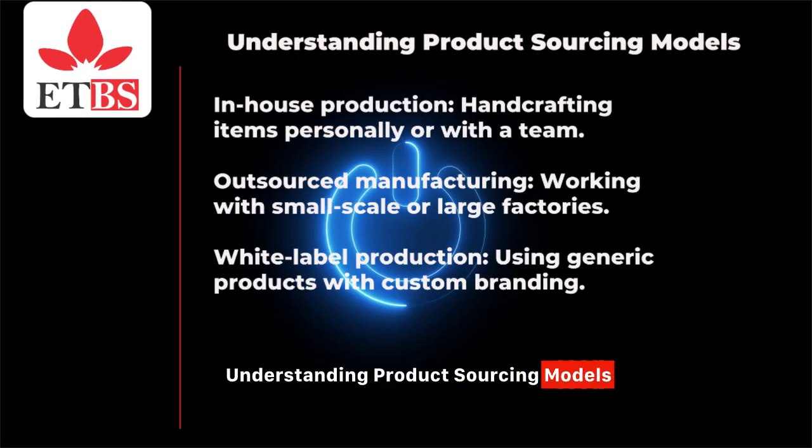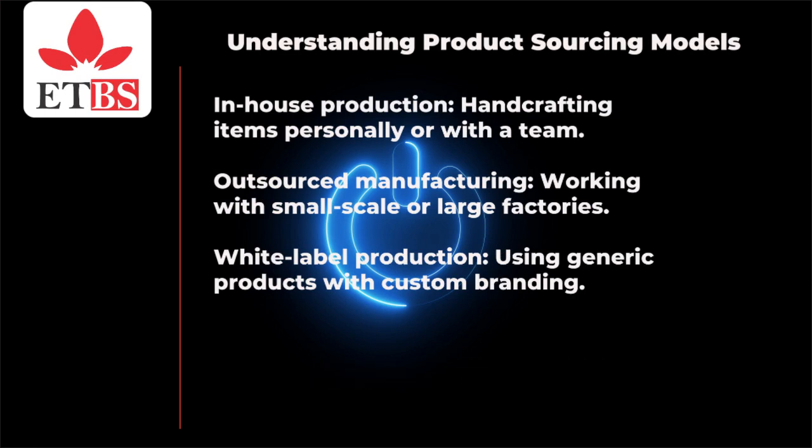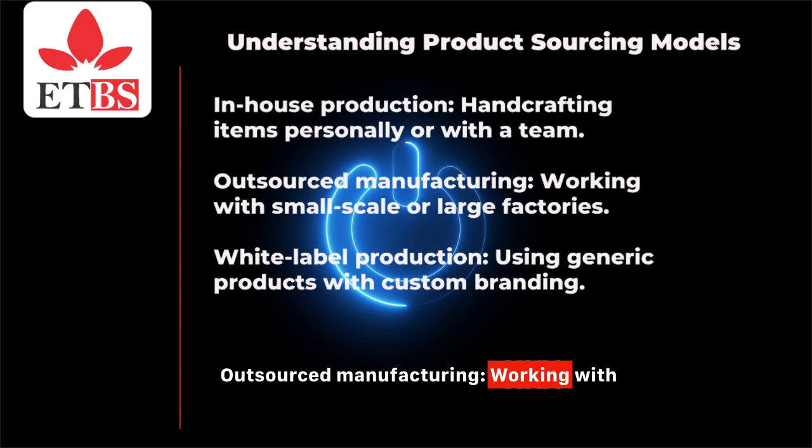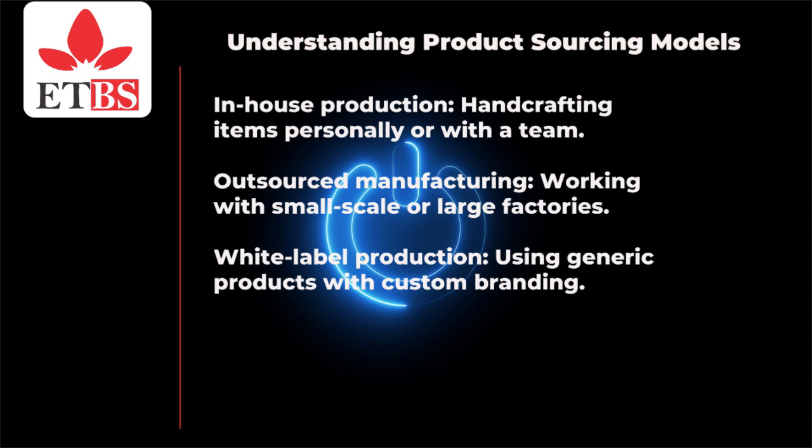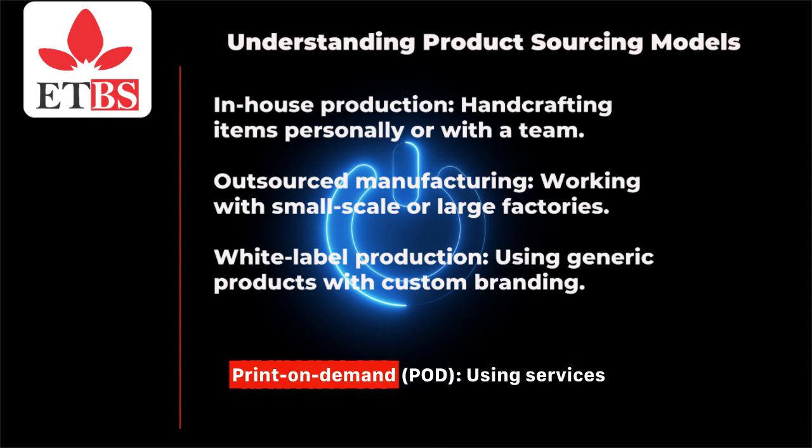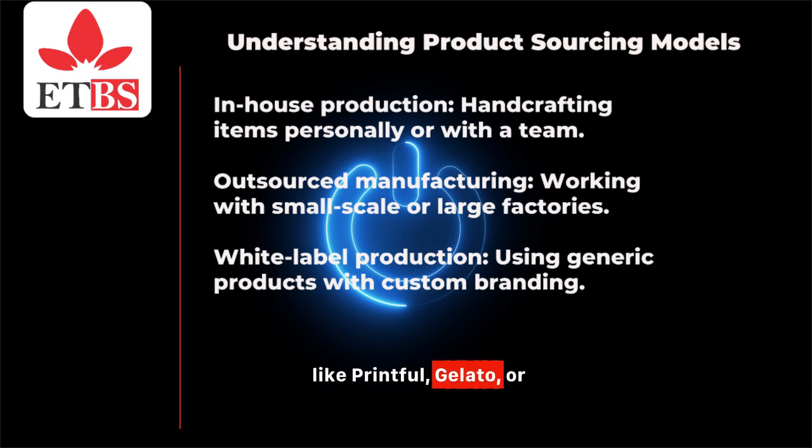Understanding product sourcing models. In-house production, handcrafting items personally or with a team. Outsourced manufacturing, working with small-scale or large factories. White-label production, using generic products with custom branding. Print-on-demand, POD, using services like Printful, Gelato, or Gooten for custom print items. Dropshipping, selling items shipped directly from third-party vendors without inventory holding. Key analysis. Pros and cons of each method. Cost breakdowns, control levels, risk profiles.